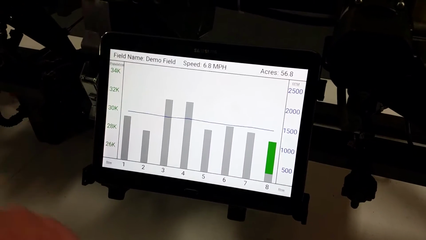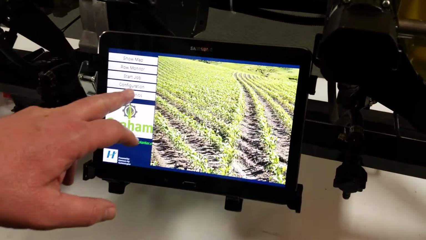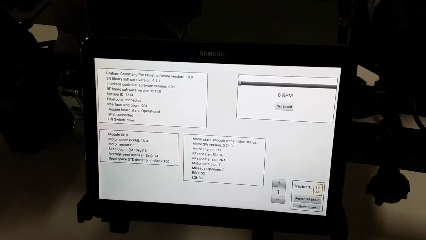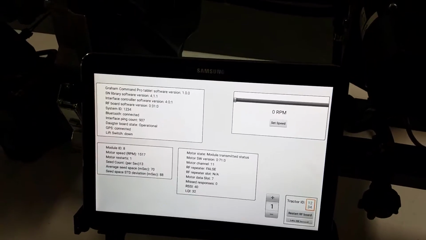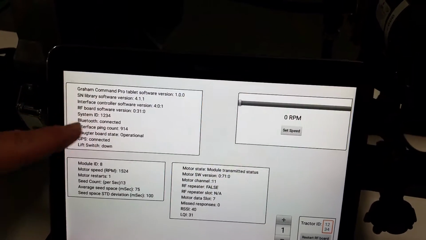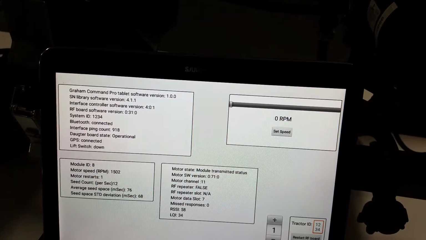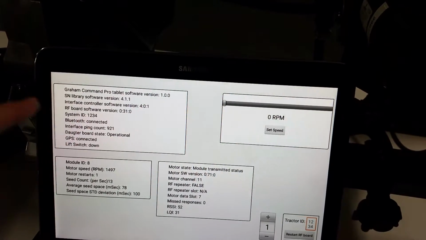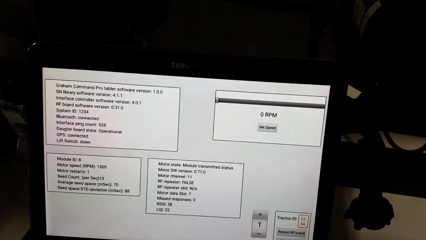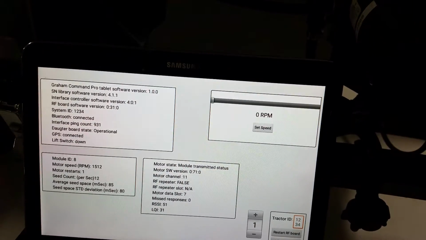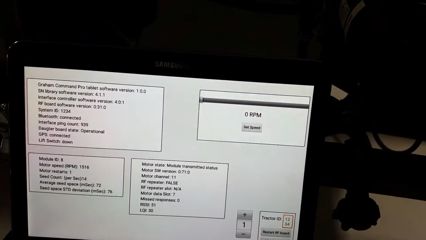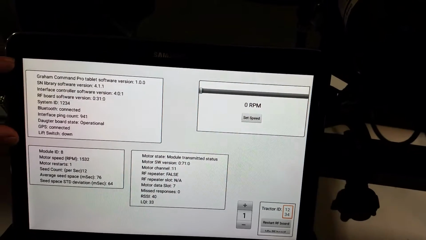We've been real careful about diagnostics. We're going to the diagnostic display right here, and we've tried to give the operator every conceivable way of telling the health of his system. Up in here, it tells us the various software versions that we're using, the system ID. Every tractor has an ID number, so that when there are multiple tractors in the same field, they don't interfere with one another. It tells us the Bluetooth health. It tells us how well we're talking to our controller. It says that our RF board is operational and we're talking. The GPS is connected, and the lift switch is up and down, is down in this particular one. So this tells a lot to the operator of the health of his system.